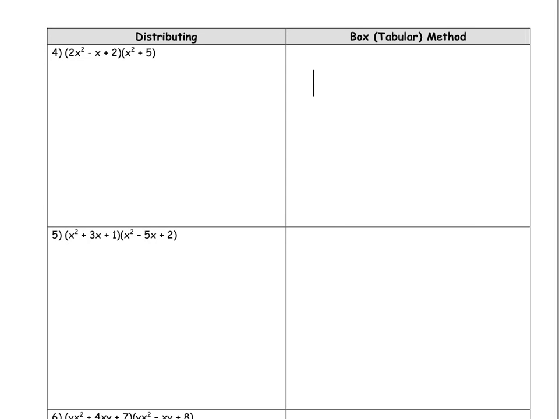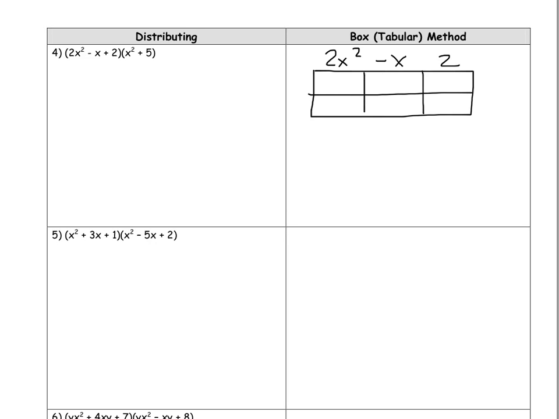So I'm going to set up my box the same way that I have every time. I'm going to put the longer expression, the 2x squared minus x plus 2, on top. You can set it up the other way if you want. So 2x squared, minus x, and then 2. And then on the vertical side, I'm going to put x squared and 5.